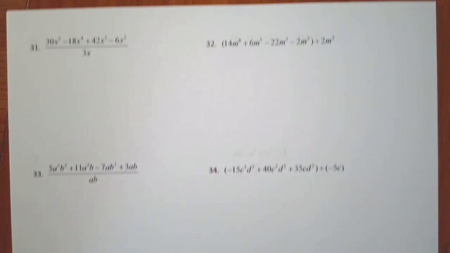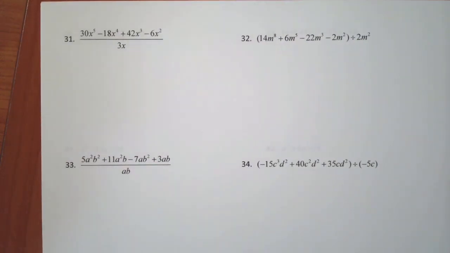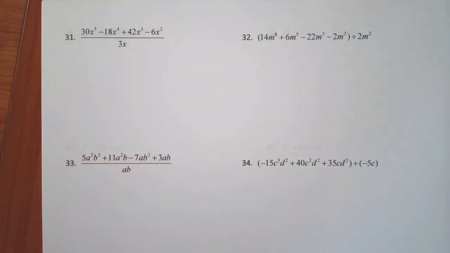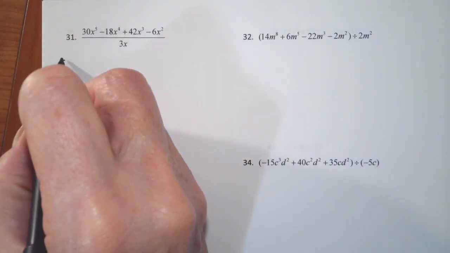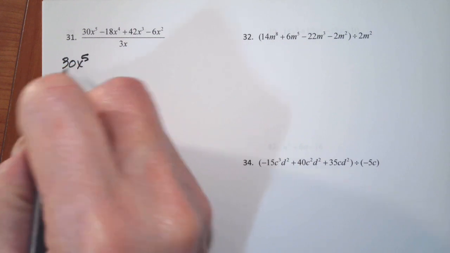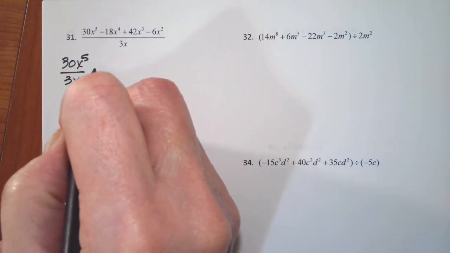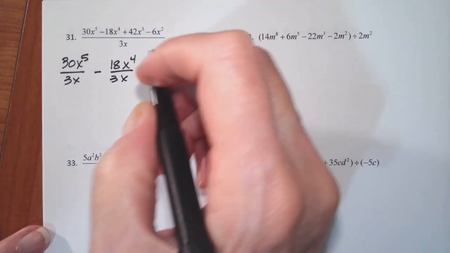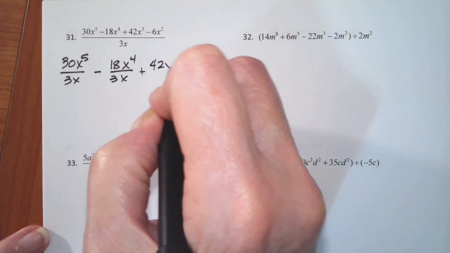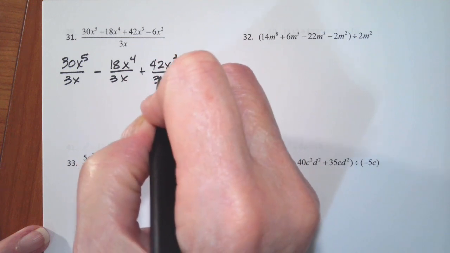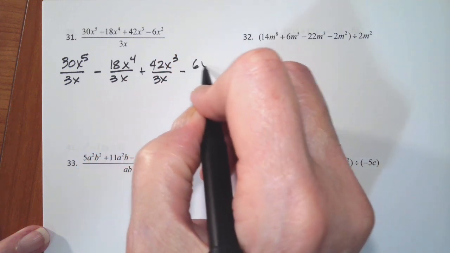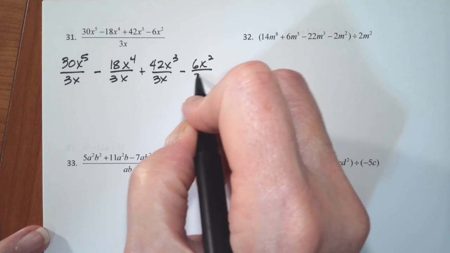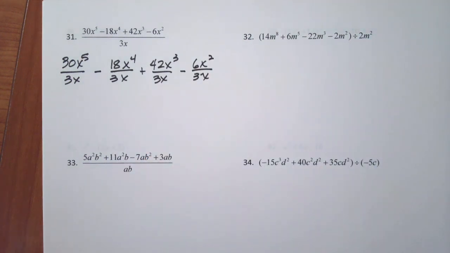Okay, 31 through 34 are all about dividing polynomials, and we're going to use the rule that this is really a shortcut for writing 30x to the fifth over 3x minus 18x to the fourth over 3x plus 42x to the third over 3x minus 6x to the second over 3x. And then these are individual monomials that I can deal with.